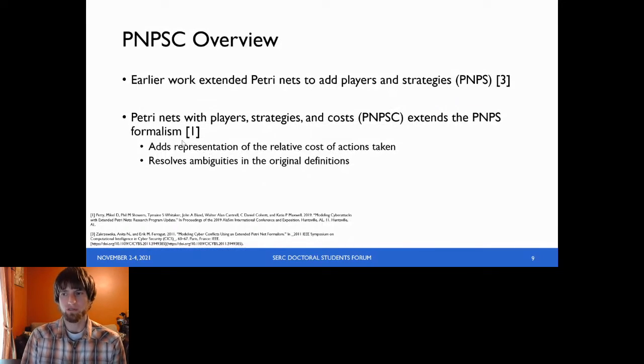Sakruska and Farragut created earlier work called Petri nets with Players and Strategies. We call that PNPS. Our work extended the PNPS formalism by adding costs, so we call our extension PMPSC. We added representation for the relative cost of actions taken, and we resolved some ambiguous definitions that were in the original formalism.